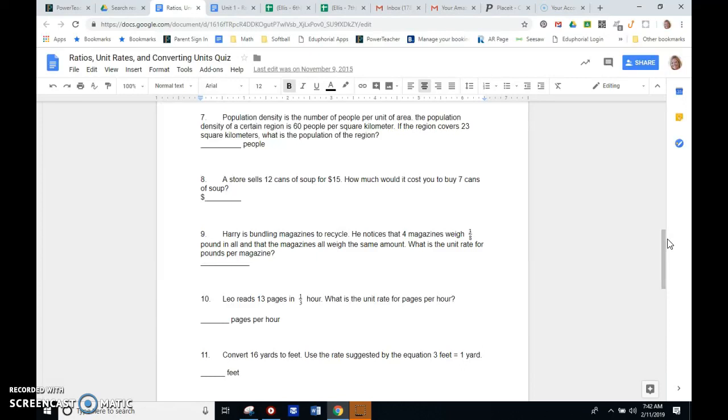Number 8. A store sells 18 cans of soup for $15. How much would it cost you to buy 7 cans of soup?